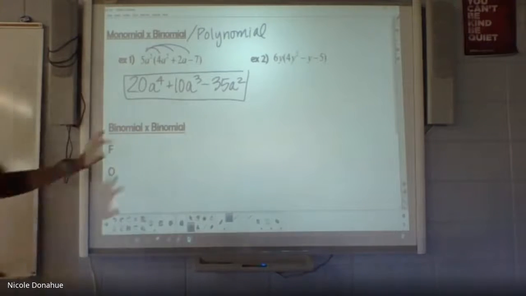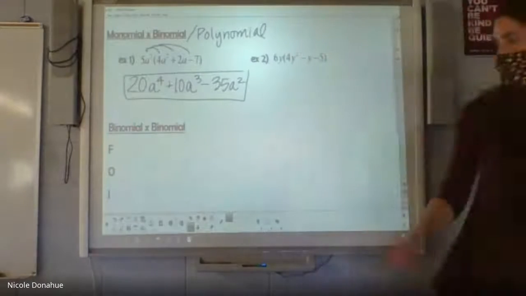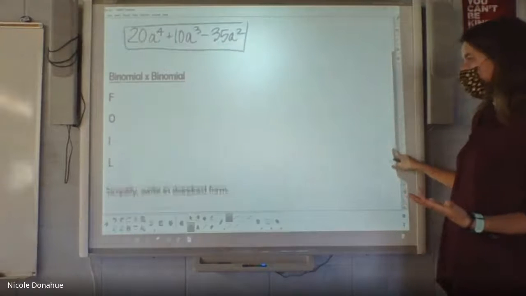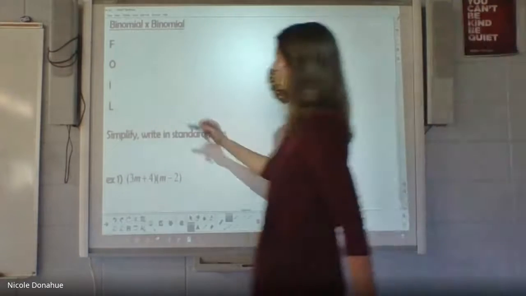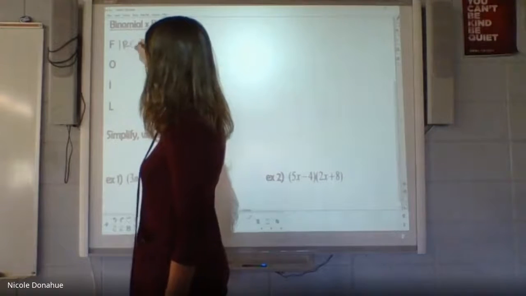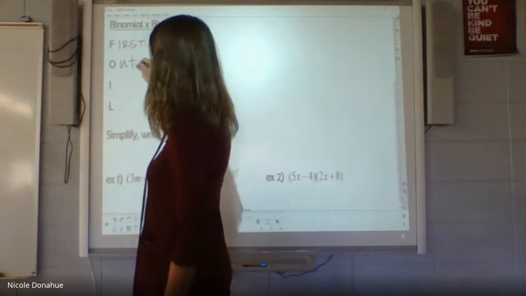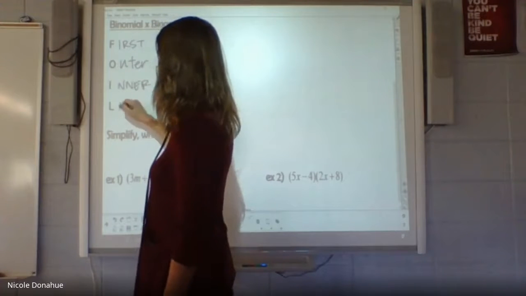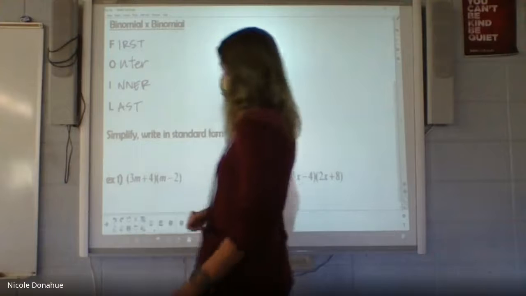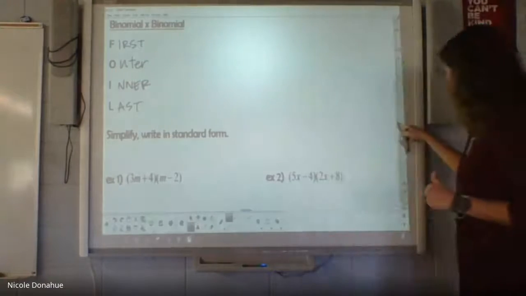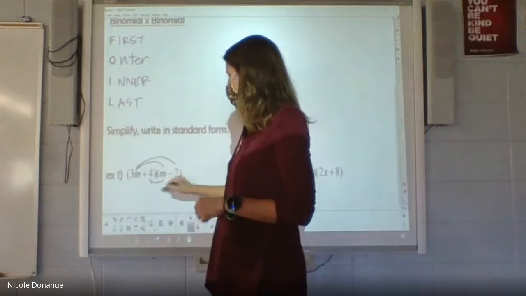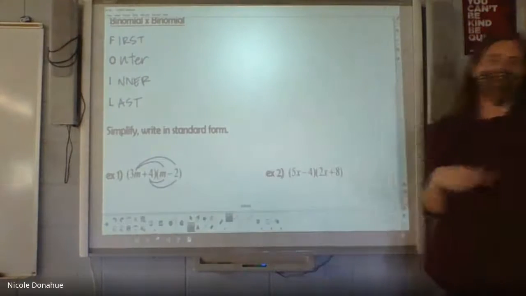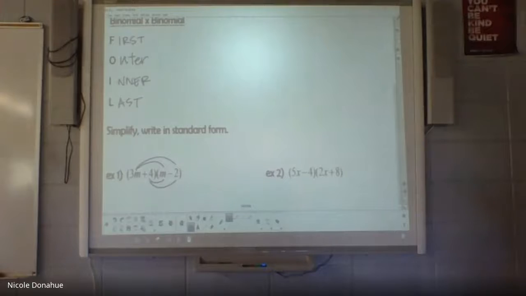So now we're talking about a binomial times a binomial, and that's where we do first, outer, inner, last. So you did FOIL. You can also use the box method. I'm guessing most of you guys are okay with FOIL. Yep. So first, outer, inner, last is just kind of trying to make sure we cover every part of this. So we're going to multiply all the parts together.